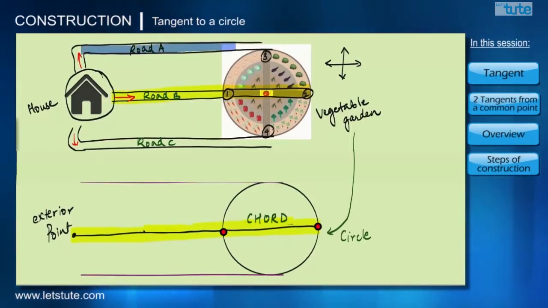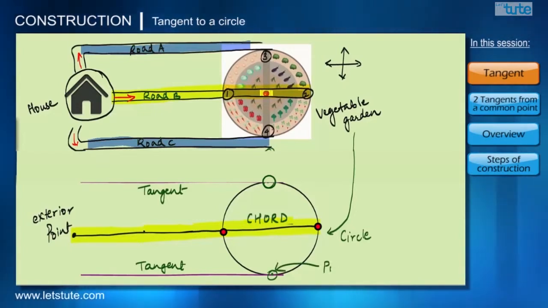And if we notice road A and road C, what can we comment about them? We can say, unlike road B, they touch the circle at only 1 point. And such a line segment that touches the circle at only 1 point will be called a tangent and not a chord. So that is the main difference between a tangent and a chord. A chord touches the circle at 2 points and a tangent touches the circle at only 1 point.